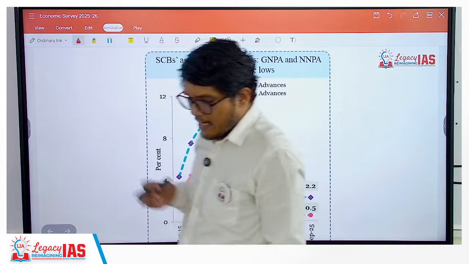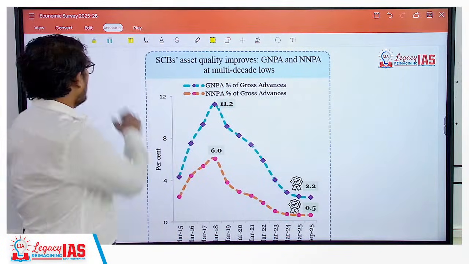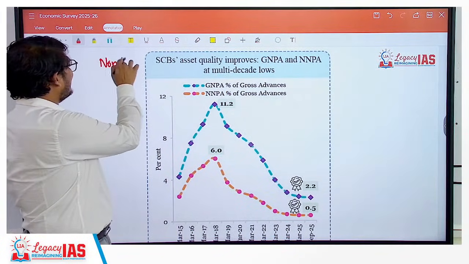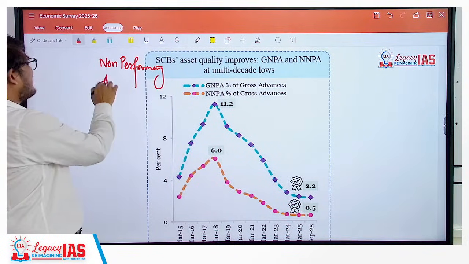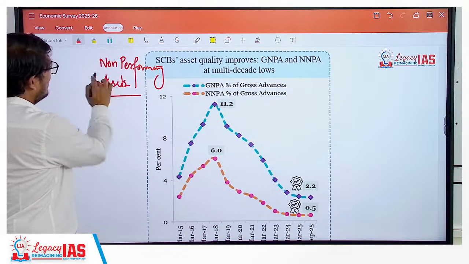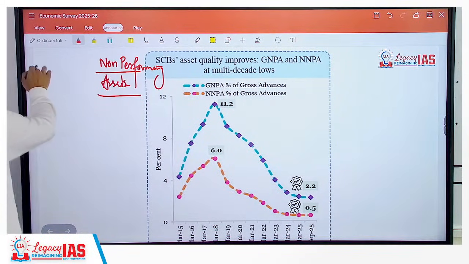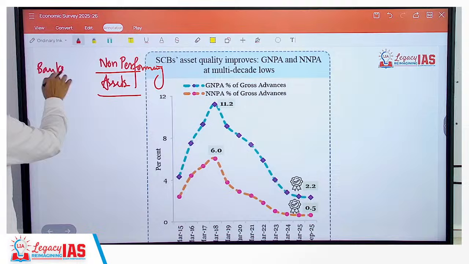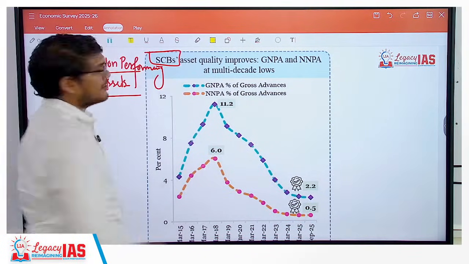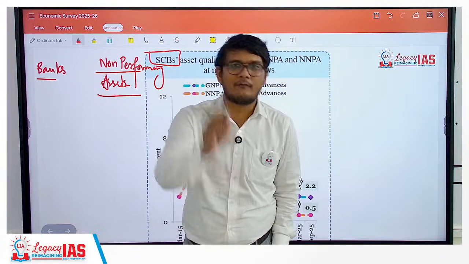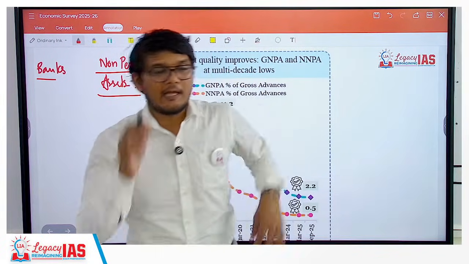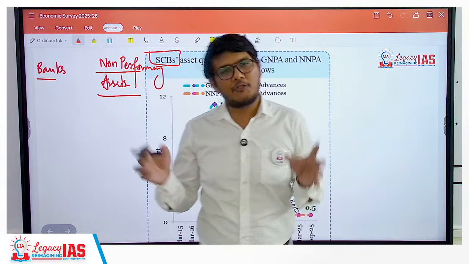Now next we are talking about the non-performing assets. Now what are non-performing assets? First of all, what is an asset? And remember, we are talking in terms of banks, specifically the scheduled commercial banks. What are scheduled commercial banks? See, commercial bank is a bank which works for profit motive. That is why we call it a commercial bank.